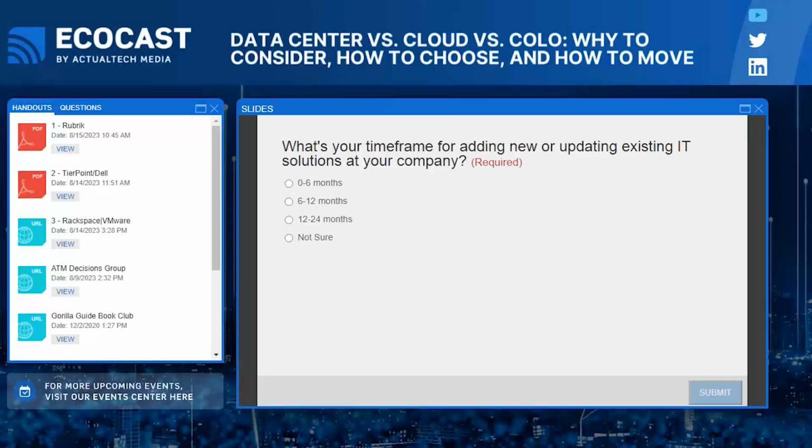We want to know what your time frame is for adding new or updating existing IT solutions at your company. Everybody has a different time frame. We want to know what yours is. It looks like a lot of you are not sure today. Keep on voting.